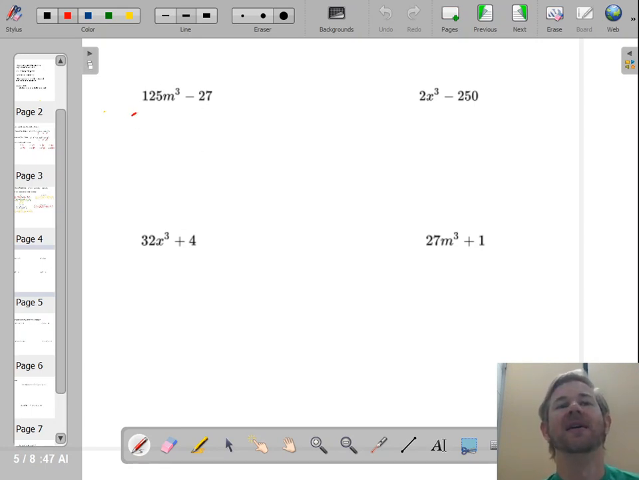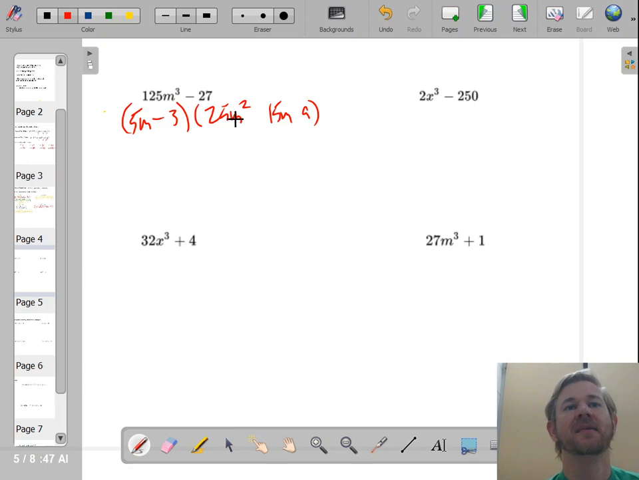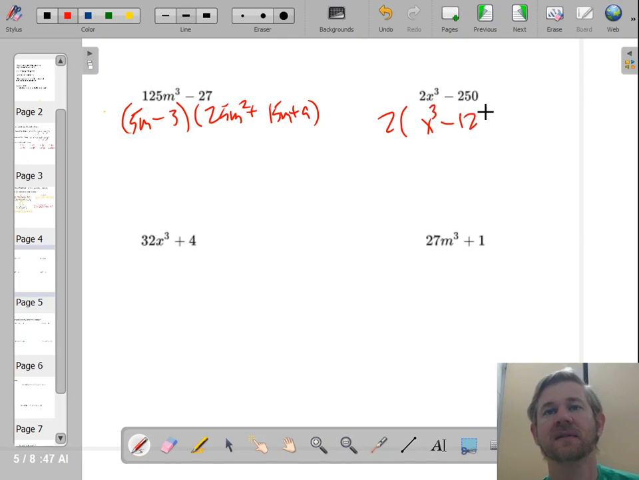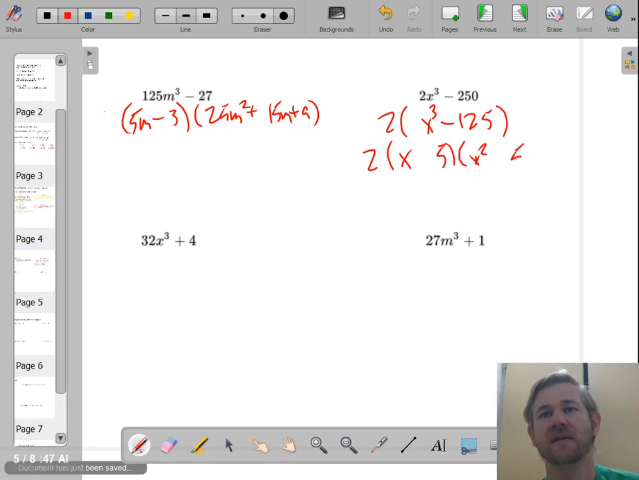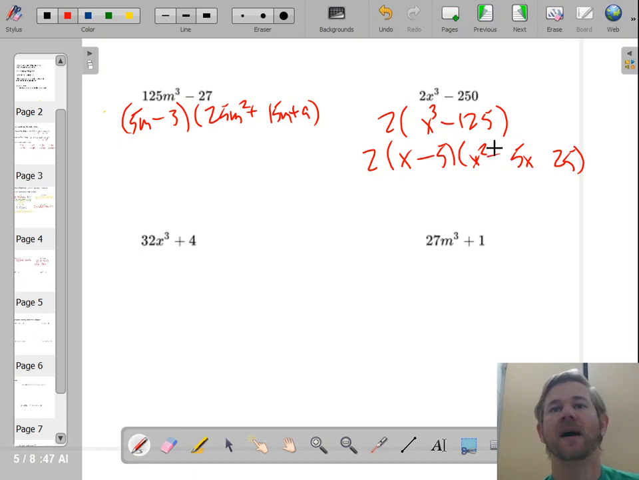Cube root was 5m, cube root is 3, 25m squared, 15m, and 9. Same, opposite, always positive. Second one, you need to do GCF first. Okay, and now we're going to take the cube root of those, so x and 5, x squared, 5x, 25. Same, opposite, always positive. You look at this one, you need a GCF as well.